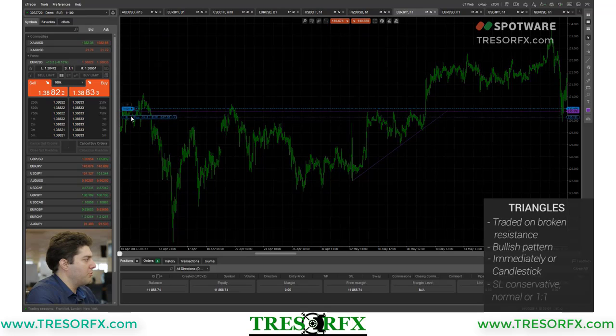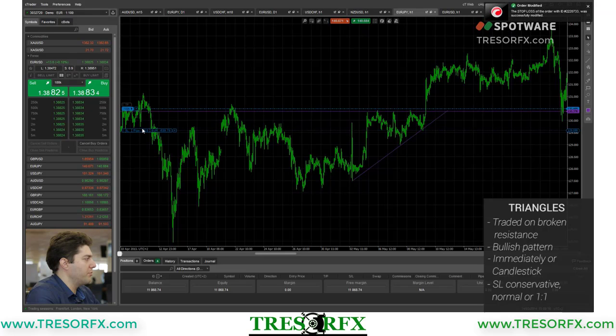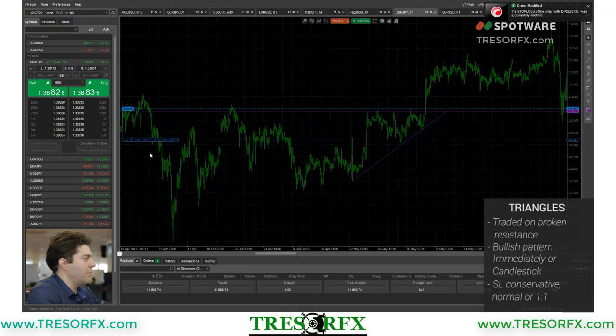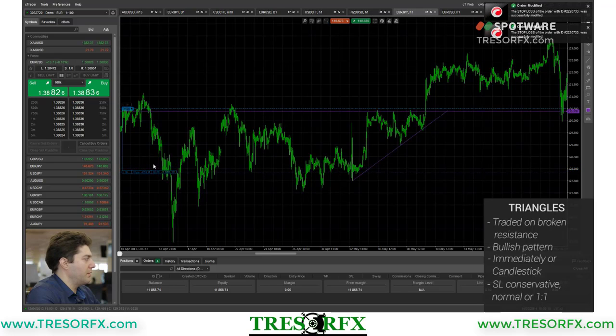The stop loss can be conservative, just below the candlestick, very conservative, or it can be less conservative, below the previous low swing, or it can be 1-to-1, which is going to be this low.